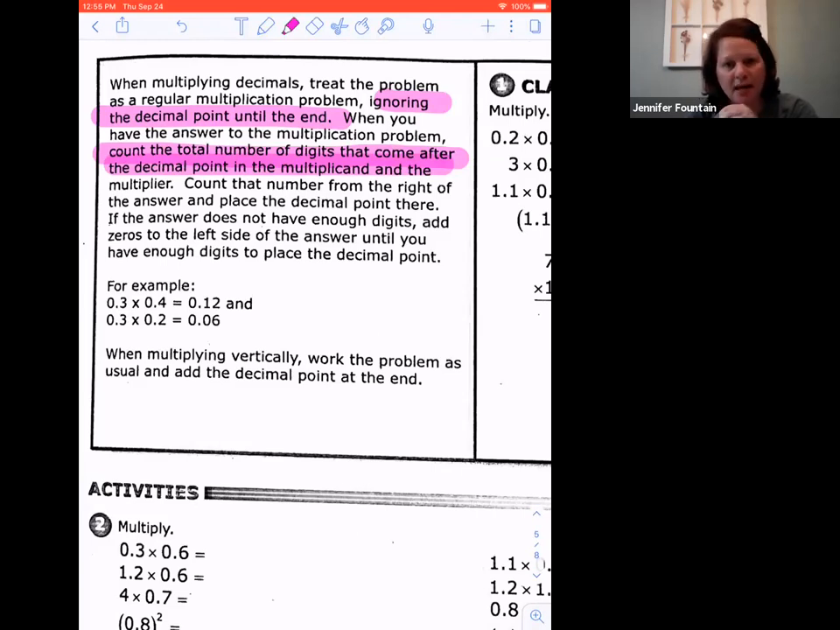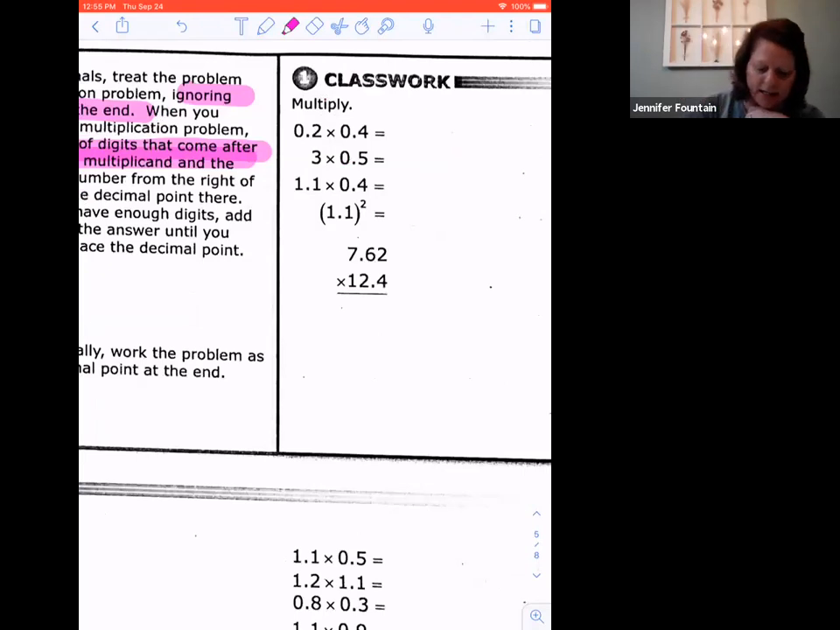Multiplicand, there we go, and the multiplicand and the multiplier, okay? Easy for me to say. All right, so the multiplicand is just the first digit, okay? So like in this situation, this is the multiplicand and this is the multiplier.